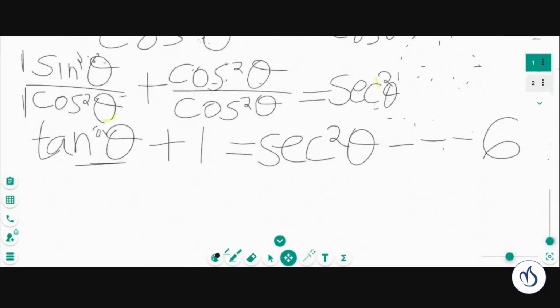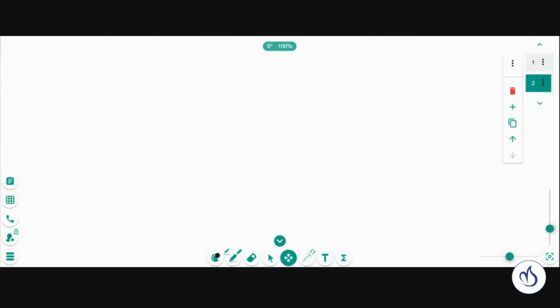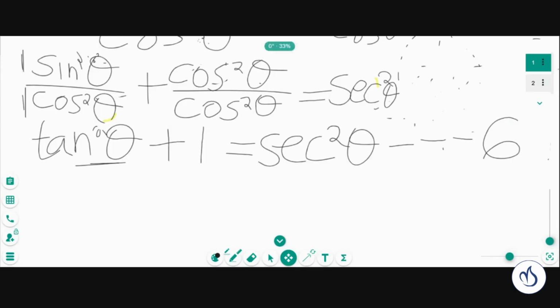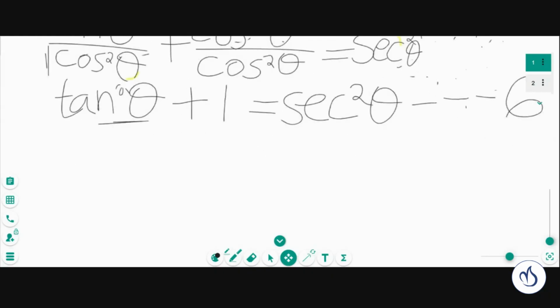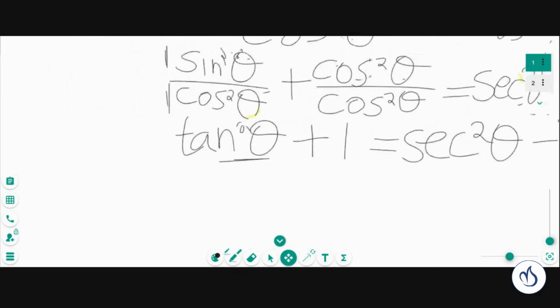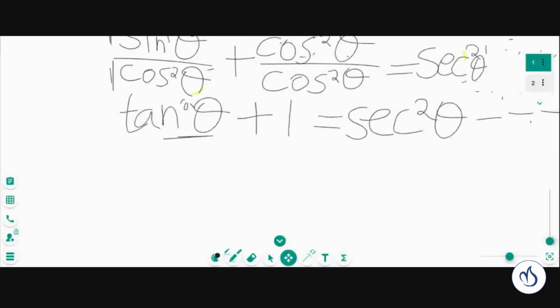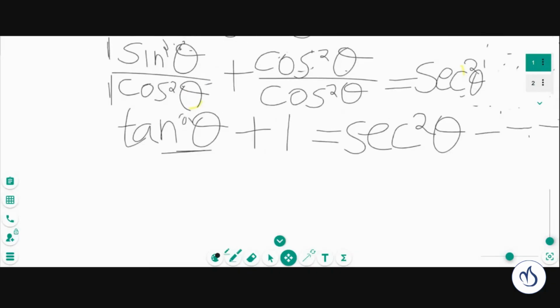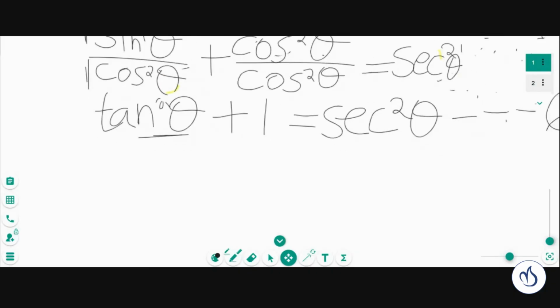So we were on identity number 6. Since I've divided by cos squared all throughout, I'm also going to divide by sine squared all throughout. Let's first finish all the identities from here, then the other division can come in. So since I divided by cos squared all throughout, this time I'm going to divide by sine squared all throughout.